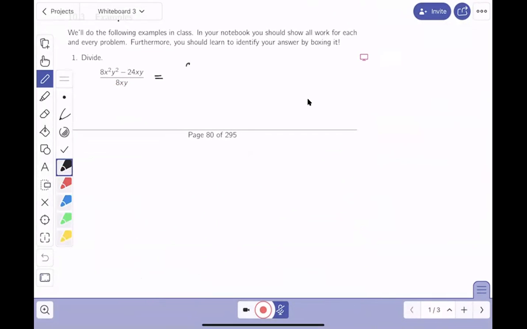The two top terms are 8x squared y squared. I'll divide that by 8xy, minus the second term, 24xy over 8xy. And what do I want to do? Reduce each of those terms. So let's go one step at a time. Well, 8 goes into 8 once. That's pretty easy. One factor of x cancels off and one factor of y cancels off. So we're left with xy.